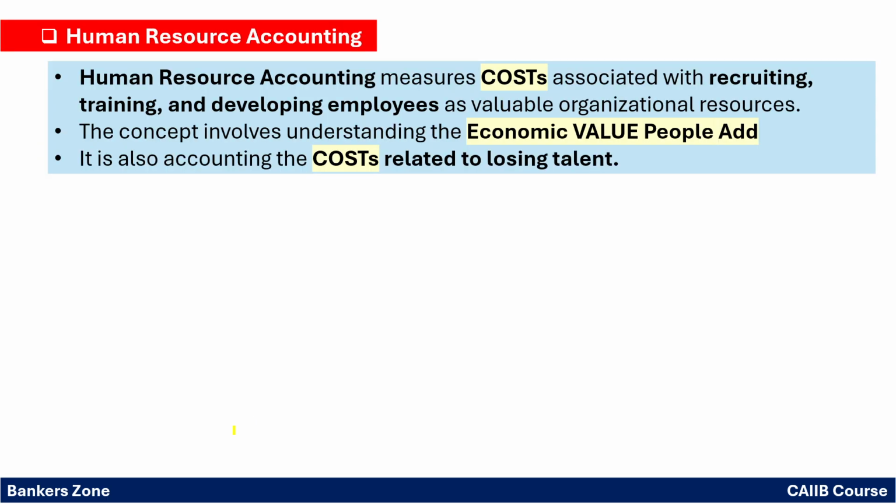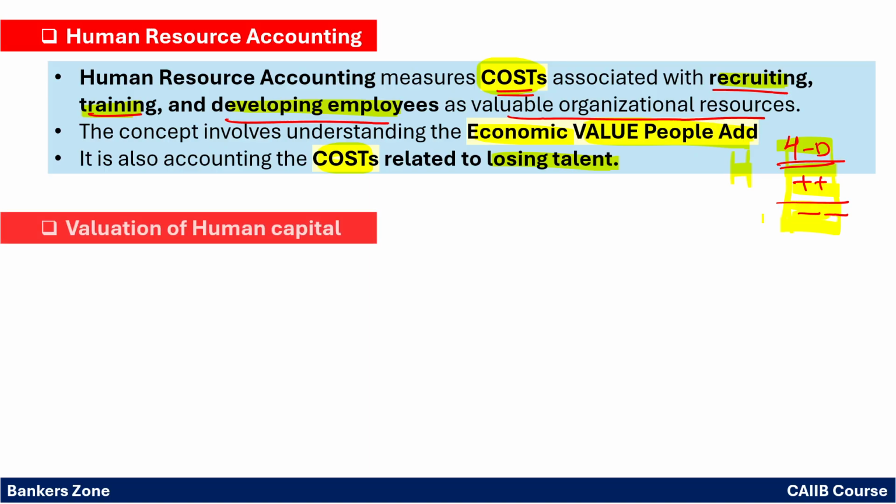Okay. Now human resource accounting. Human resource accounting measures the cost associated with recruiting, training, and developing the employee as a valuable organizational resource. Means what? Simply what cost is associated when we talk about the recruitment of the employee, training of the employee and developing employees, right? Then how much economic value that employee will add to the organization, and it also accounts the cost when we are losing the talent. That means since hiring the employee, then developing that employee, then how much value he will add, then what is the cost when he leaves, right? So all calculation has been done. That is the part of human resource accounting.